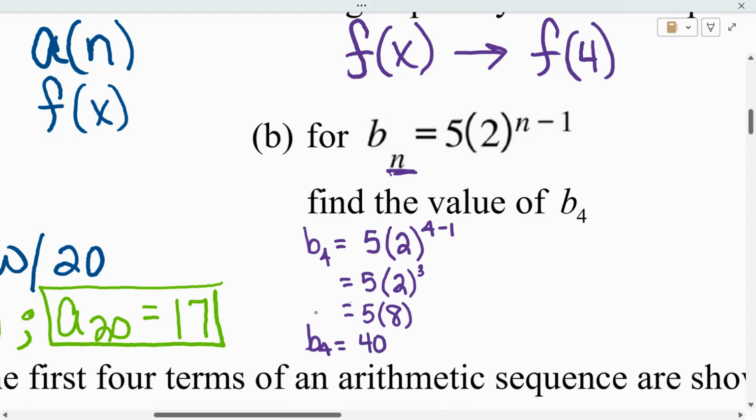40. It is sweltering in here. So B sub 4 equals 40.